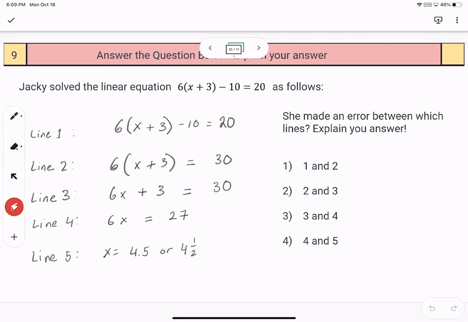So her error is between lines 2 and 3. She did not distribute to get 6x plus 18, what it should have been. She has 6x plus 3.